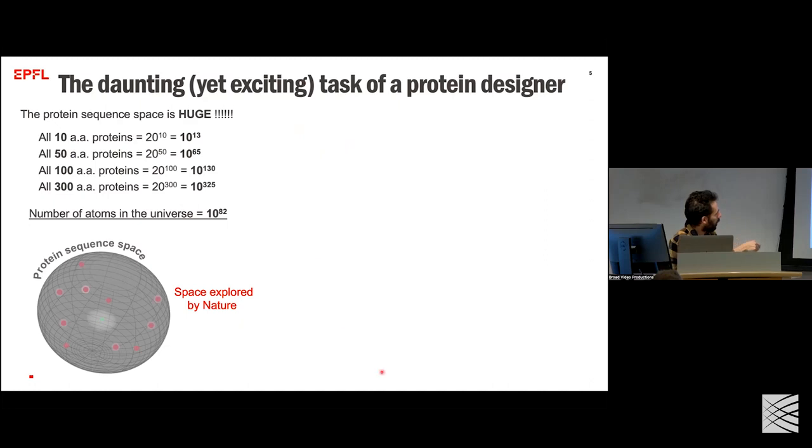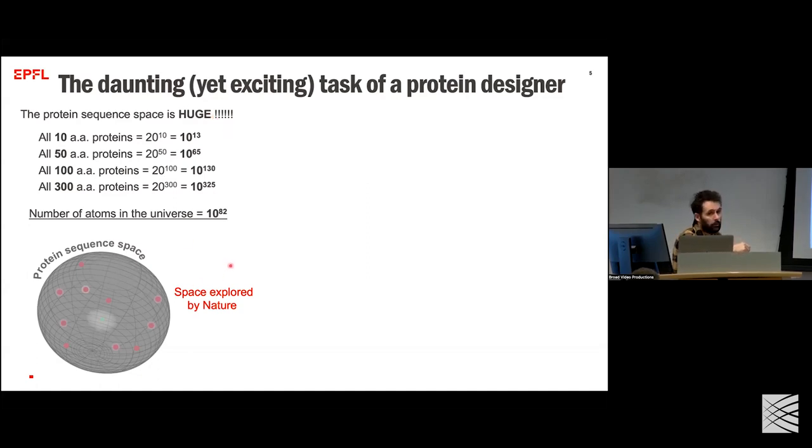And to give you an idea of how large it is, you can try to compare it to the estimated number of atoms in the universe, and you see that we are many orders of magnitude beyond, even with polypeptides, which for all purposes in a biological scenario are actually small, right? Most of the proteins in nature are actually much bigger than 100 amino acids. That's something to think about.